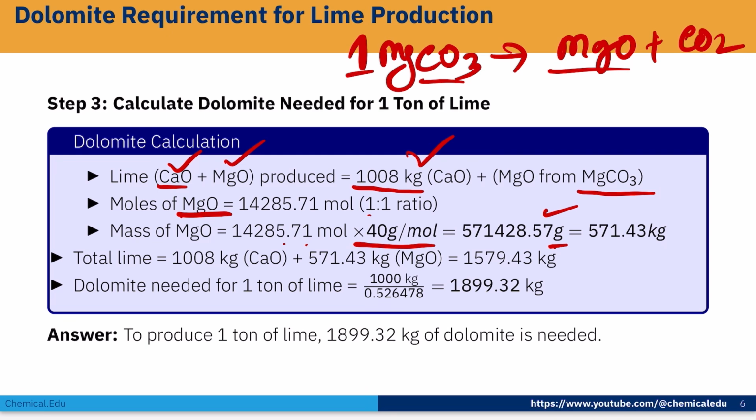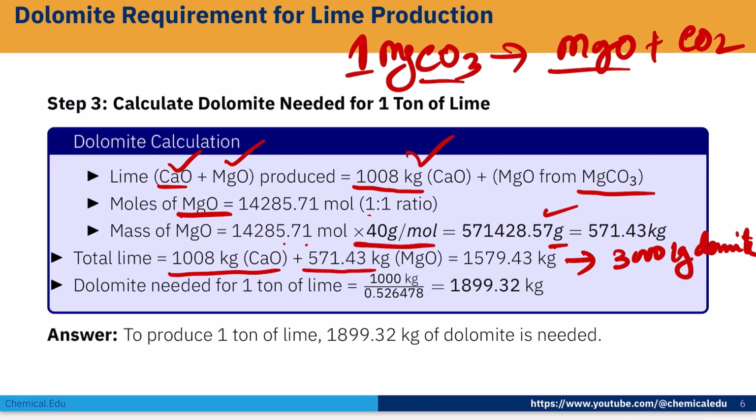Now the total lime will be 1008 kg from calcium carbonate, that is actually calcium oxide, and another is magnesium oxide, that is 571.43. So the total will be 1579.43 kg. That is coming from 3000 kg of dolomite.